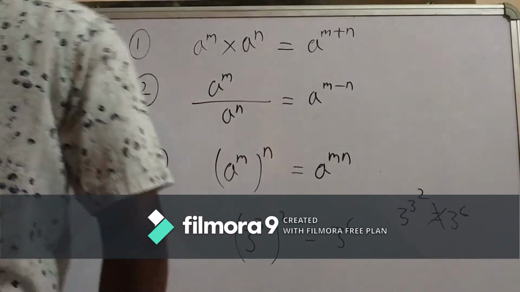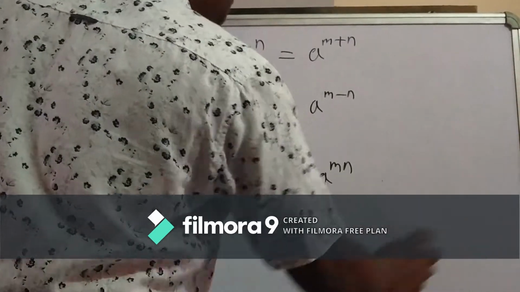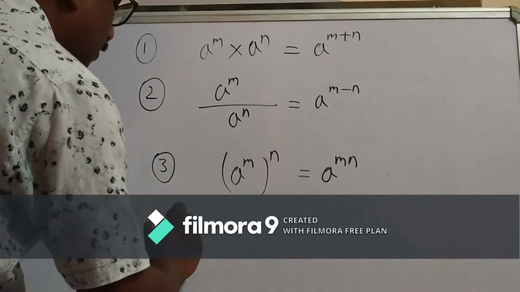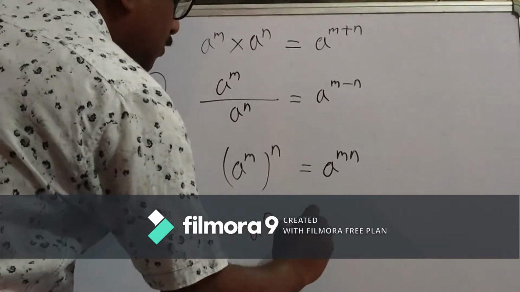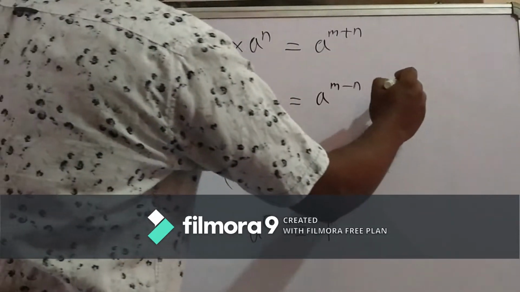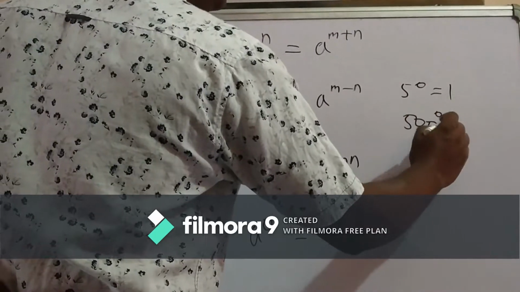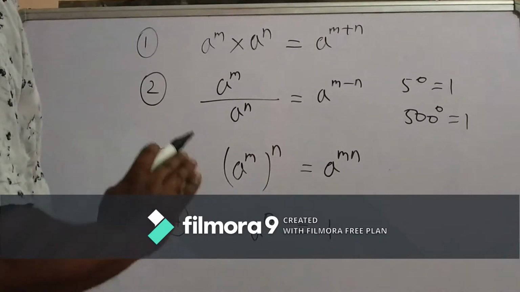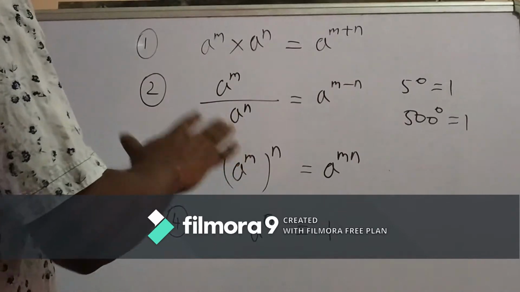Then next, the fourth formula. Suppose the power given is 0, a to the power 0, so it becomes 1. For any number, suppose 5 to the power 0, it is 1. 500 to the power 0, it is 1. Any number to the power 0 is 1. It is a common thing you have to remember. So pause the video and write this formula in your copy.